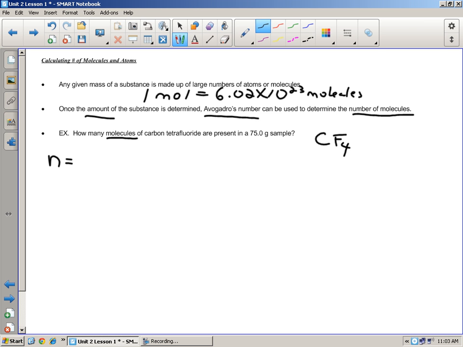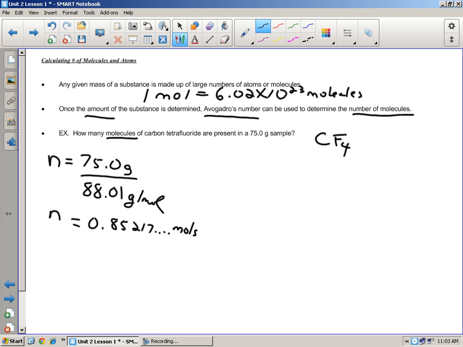The first thing we're going to do is change 75 grams into moles. The molar mass of carbon tetrafluoride, by the way, is 88.01. So if I divide those two, I get 0.85217, etc., moles. So I know that 75 grams is equivalent to roughly 0.85 moles.